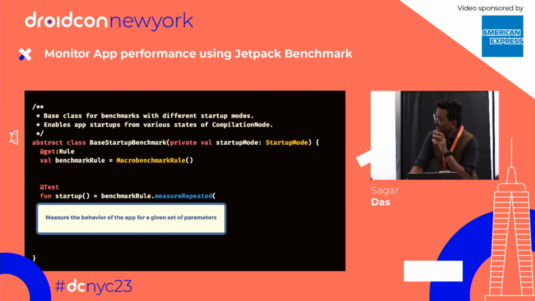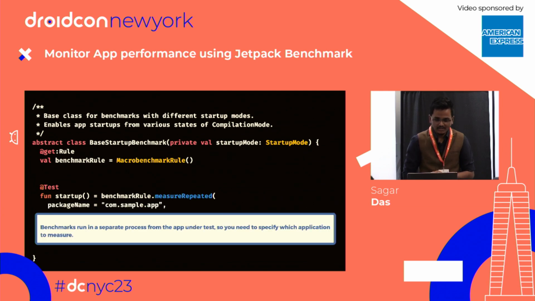This is the beginning of the code where we start measuring the behavior of our app for a given set of parameters. Let's take a look at what sort of parameters we can add to our measureRepeated function. The first thing expected is the package name, the target app for which you want to measure the performance metric. It could be a startup time metric or the frame timing metric and other things as well.